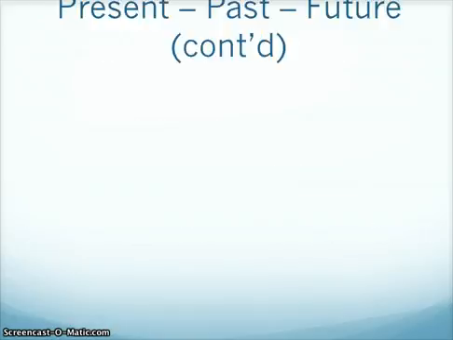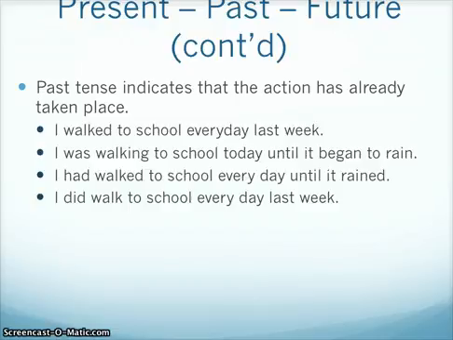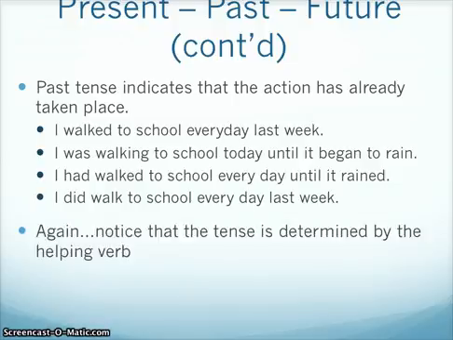Okay, so let's look at the past tense now. Past tense indicates that the action has already taken place. And again, there are many different ways that you can form the past tense. I walked to school, I was walking to school, I had walked to school, I did walk to school. And again, what indicates past tense is the helping verb. Did walk, did is the past tense, and so that's determining that this is a past tense sentence.